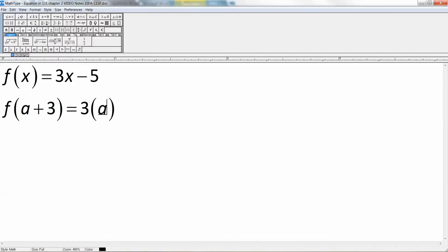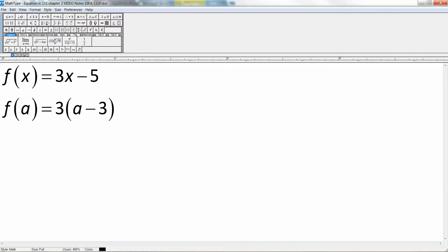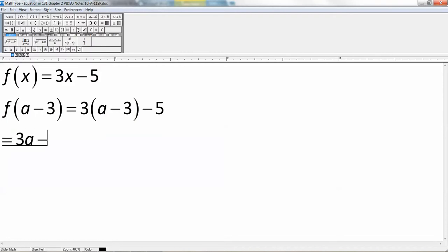Oh, a minus 3? Hold on, let me double check. Oops, a minus 3. All right. So I'm going to do 3 times a minus 3, minus 5. And then we would just clean that up a little bit. That's 3a minus 9, because you have to distribute 3 times a, 3 times negative 3. So 3a minus 9 minus 5, which is 3a minus 14. There's your final answer.